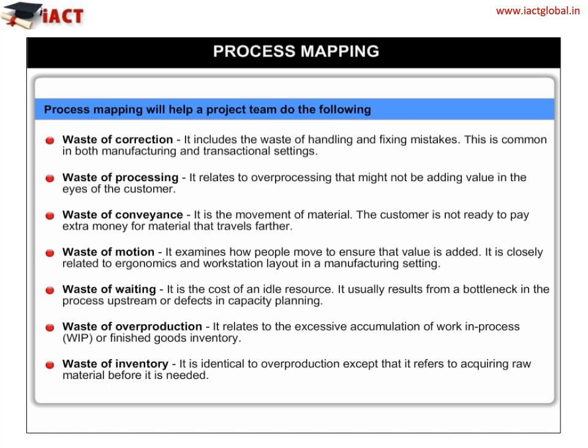In all, there are seven types of waste. In a manufacturing environment, the seven elements of waste are easy to grasp. Making the connections in a service environment is more difficult.